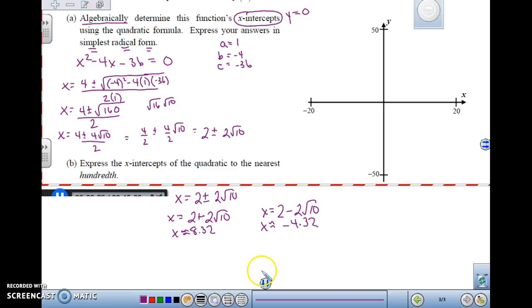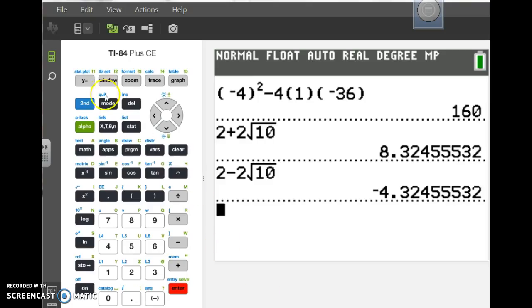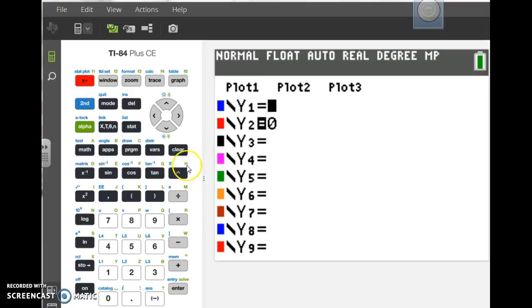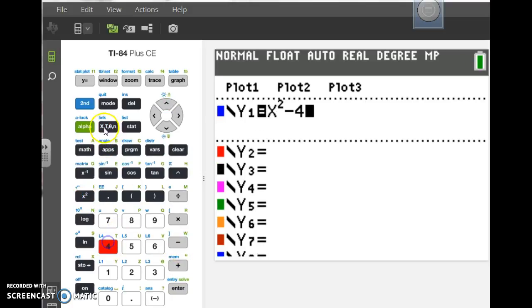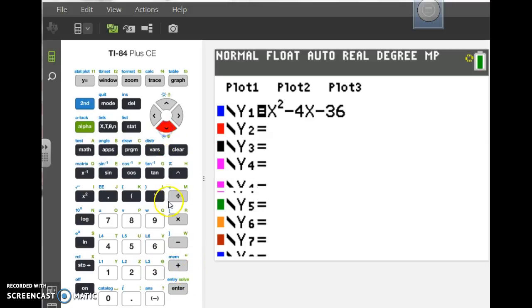All right, and then we're going to verify the zeros using the calculator. But we're not going to use the 0 command. We're going to use the intercept command, but I'll explain that in a minute. So first of all, let's take the equation, x squared minus 4x minus 36, and put it into our graph. So x squared minus 4x minus 36. Okay, so we did that.